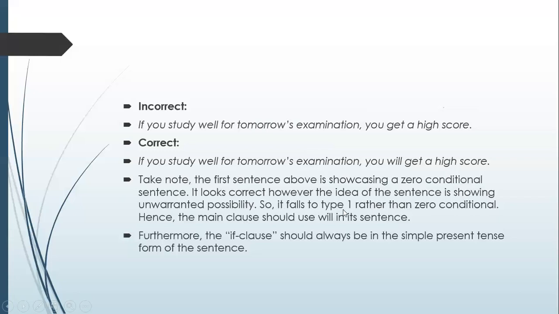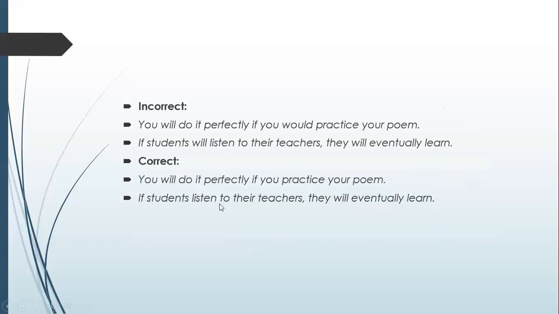So it falls to type 1 rather than zero conditional. Hence, the main clause should use will in its sentence. Furthermore, the if clause should always be in the simple present tense form of the sentence. Next, you will do it perfectly if you would practice your poem. Or if students will listen to their teachers, they will eventually learn. This is the second sentence.